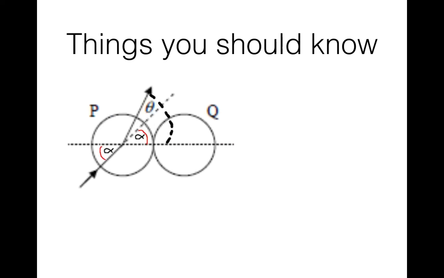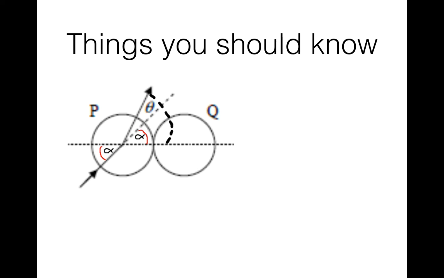Where we go with the angle of deflection. So there are two ways of looking at the angle of deflection. The first one is if the angle after the collision is less than 90 degrees. The angle of deflection there is the angle theta.